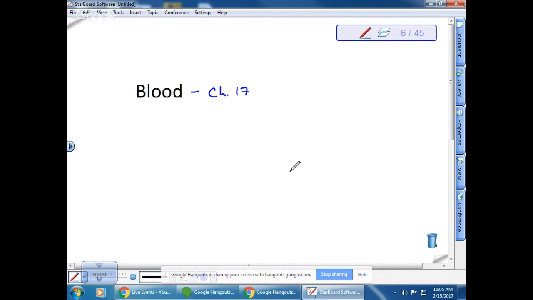And then it talks about the blood vessels. So we'll learn about the major blood vessels. That's something that you're going to need to memorize for the next lab practical. And then we're also going to do the heart. So we're going to do a dissection of the heart. And you're going to learn the anatomy of the heart as well as the physiology of blood flow.